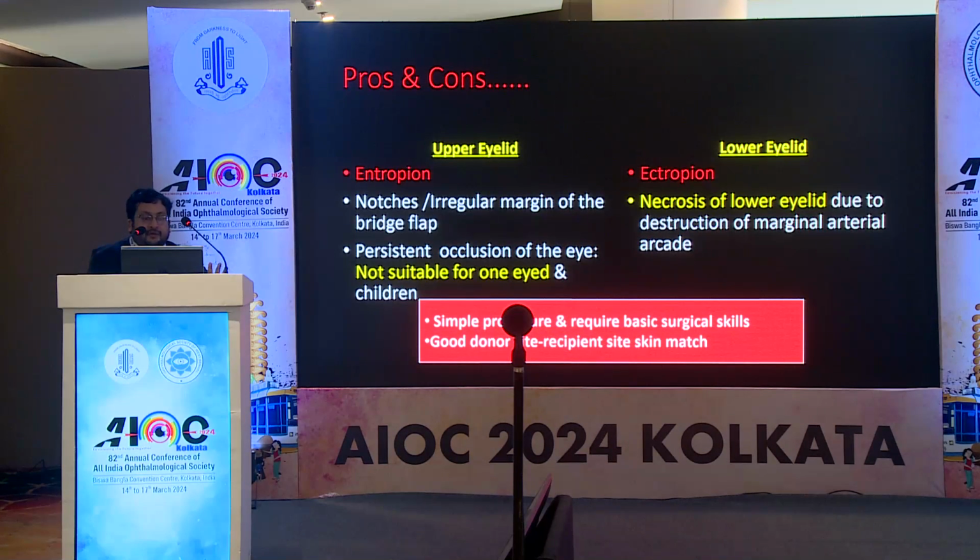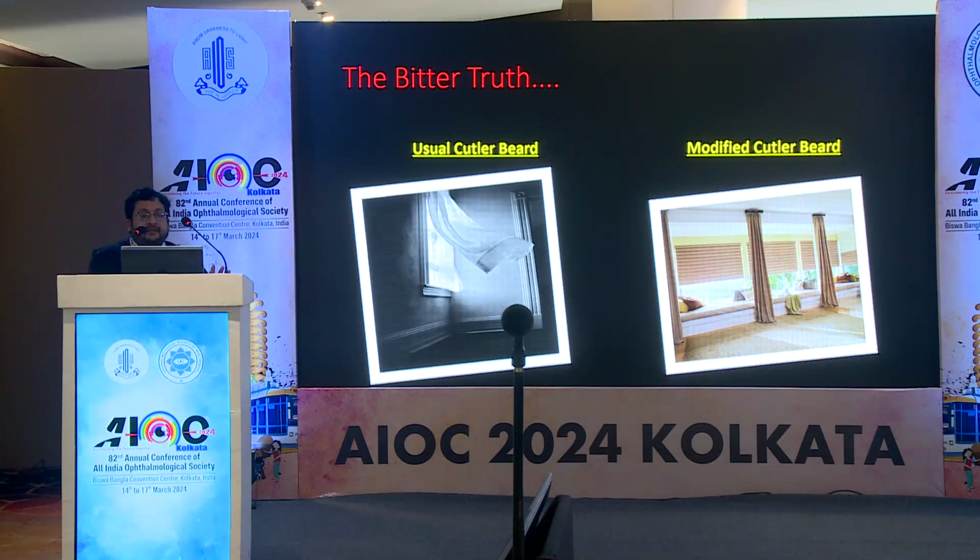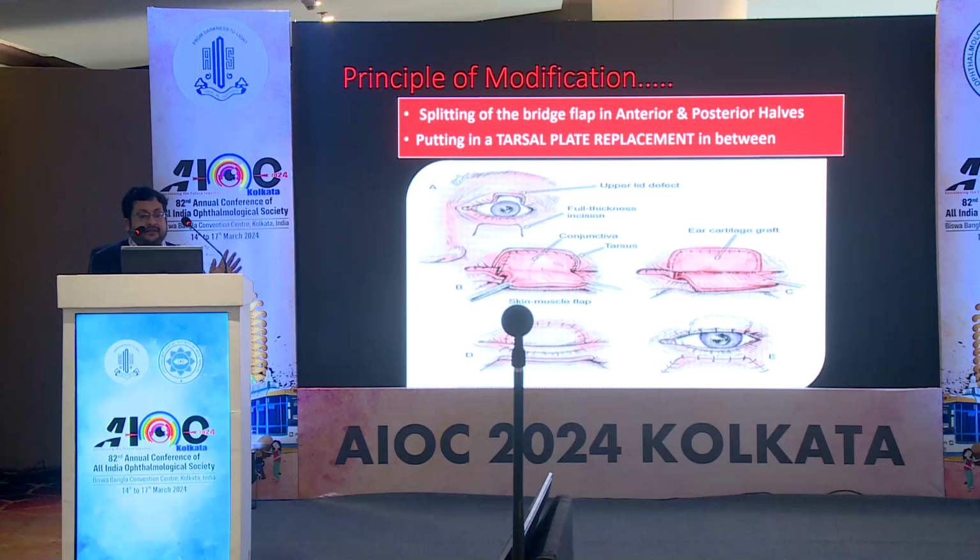Now, the problem with the conventional Cutler-Beard is that the upper eyelid is actually a shutter due to the presence of the tarsal plate. It's an endoskeleton which makes the lid behave like a shutter. But after the usual Cutler-Beard, it behaves like a curtain because there is no architectural support in between. So a modified Cutler-Beard has come where the advancement flap is split into 2 halves, and in between the 2 halves, tarsal plate replacement is given.